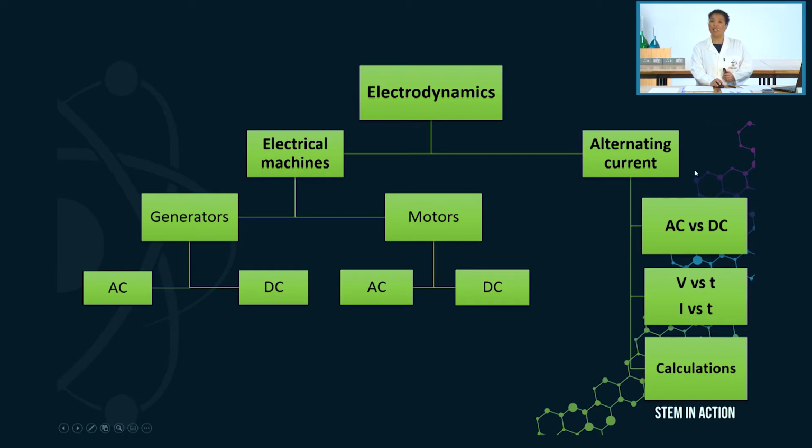alternating current. In this section, we'll be looking at AC and DC current, or alternating current compared to direct current. We'll also be considering the voltage versus time and current versus time graphs for AC, or alternating current. And then we'll be doing some calculations involving AC, alternating current. So let's get started.